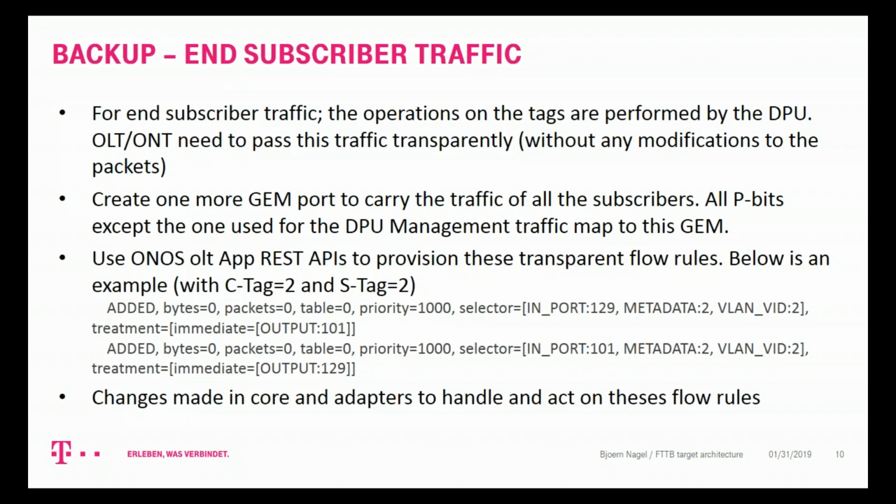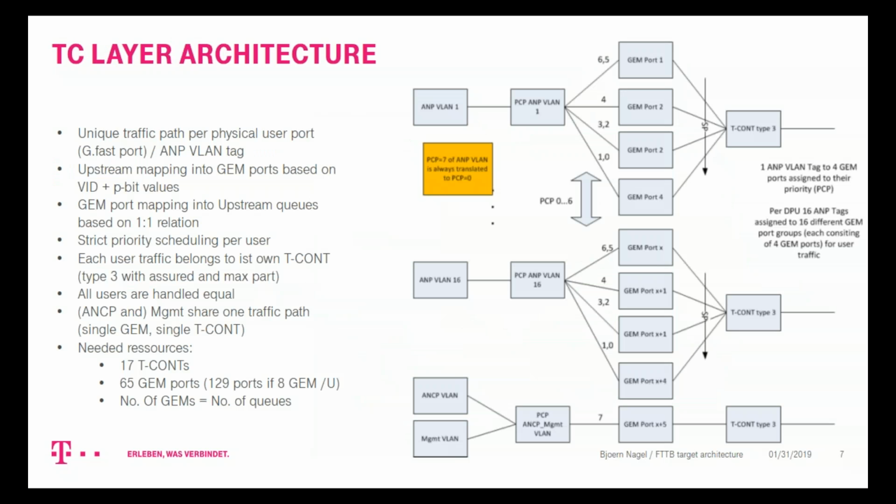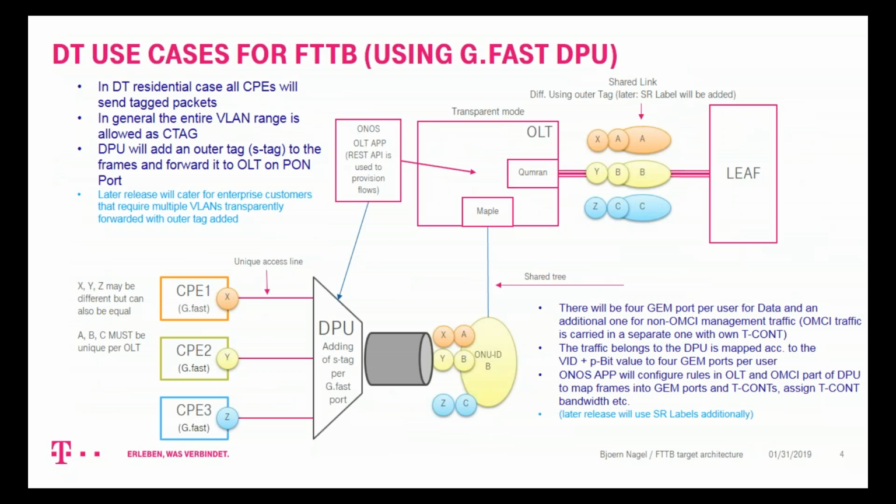Thank you, Björn. Do you have any questions from the group? On the diagram further back that showed the connection to the leaf switch, there was the MPLS label indicated there. Is that being added on the way out of the OLT, or is that being added on ingress in the leaf?